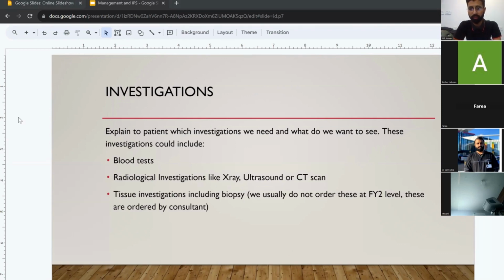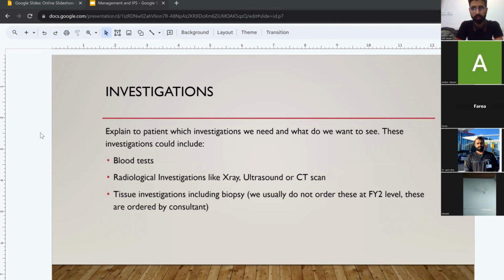Okay. So in the investigation part, you will explain to the patient what test you want to order and what findings you want to see in that. There are three types of investigation that we usually order. There are some blood tests. It may include routine blood investigations like CBC, renal function tests, liver function tests or the coagulation profile, etc. And there may be some specific blood tests like if you're suspecting myocardial infarction, you will be ordering troponin I. In pulmonary embolism, you may order D-dimer, or in acute pancreatitis, you may order serum amylase or serum lipase.